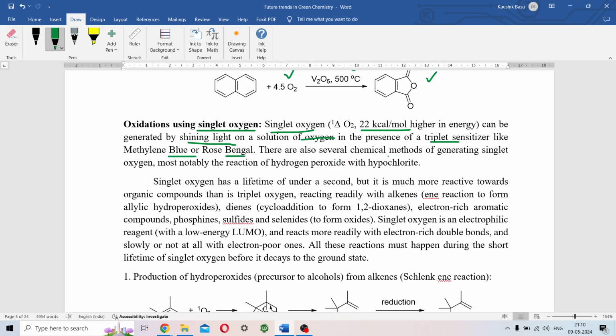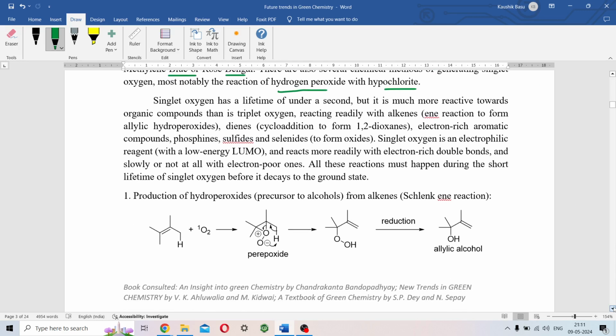There are several chemical methods also that are available for generating singlet oxygen, and one of the methods is reacting hydrogen peroxide with hypochlorite. The initially formed molecule is a singlet oxygen. Unlike the triplet oxygen, which is reluctant to oxidize compounds and requires some sort of a catalyst like iron TAML catalyst or the molybdenum catalyst or the copper catalyst or the palladium catalyst, singlet oxygen is not like that.